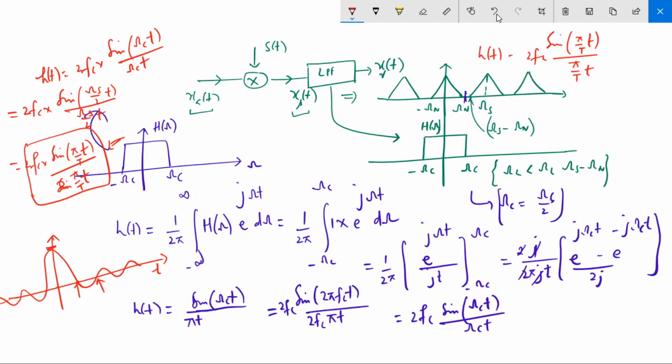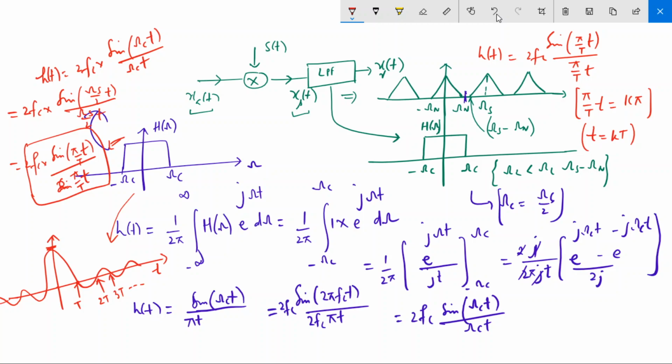So when pi by T t will be a multiple of pi, at that time you will get 0, because sine pi will be 0, sine 2 pi is 0, sine 3 pi is 0. It means the times at which the zero crossing points occur will be nothing but k times T. Okay, it means this will be T, this will be 2T, this will be 3T, and so on. So the impulse response of this filter is a sinc function which has zero crossing points at T, 2T, and so on, which is equivalent to the sampling time.